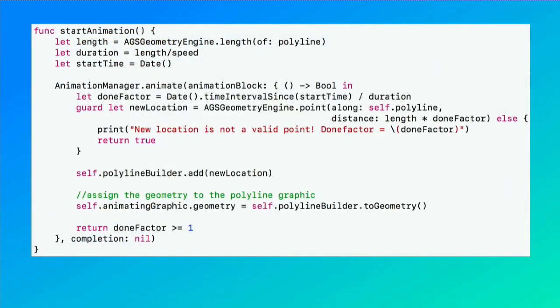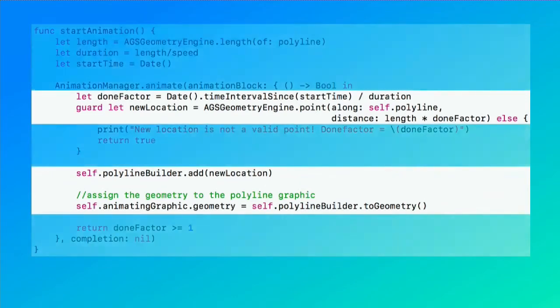We look at how the start animation works in here. Again, we're doing the same preamble. We're figuring out the length, the duration, the start time. Then we're asking the animation manager to animate this block for me 60 times a second. Even within the block, we're doing really the same stuff as we did before. We're getting that done factor and we're getting that new location along the source polyline. Only this time, instead of updating a point graphic, we're extending a polyline builder to that next point. And all we do then is we take that polyline builder's toGeometry, which is a polyline, and we set that on the animating graphic. And lo and behold, over time, that animating graphic just grows and grows and grows until we hit that finish event that happens at the end of the animation.